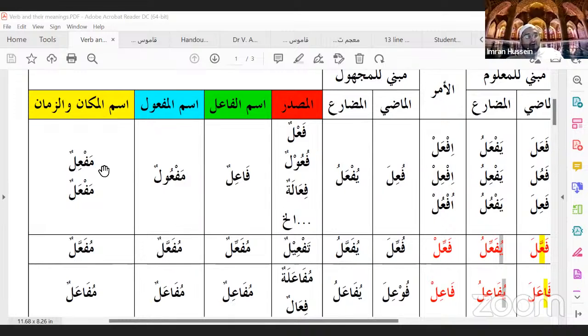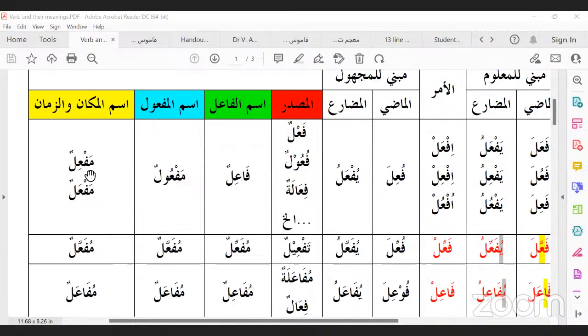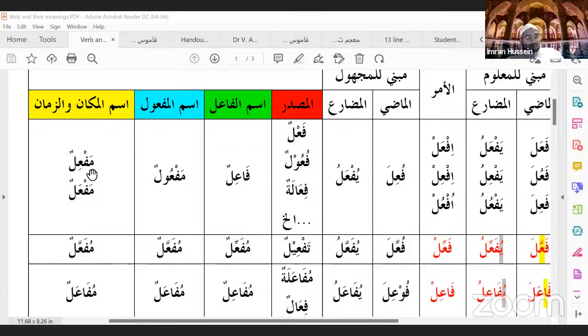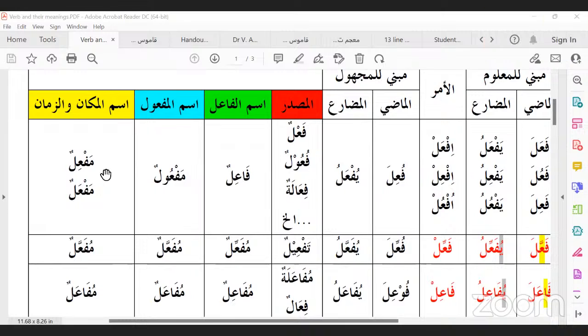Number 1, the first pattern is maf'ilun. For example, masjidun. Got it? Masjidun. Another example: majlisun. Majlis.